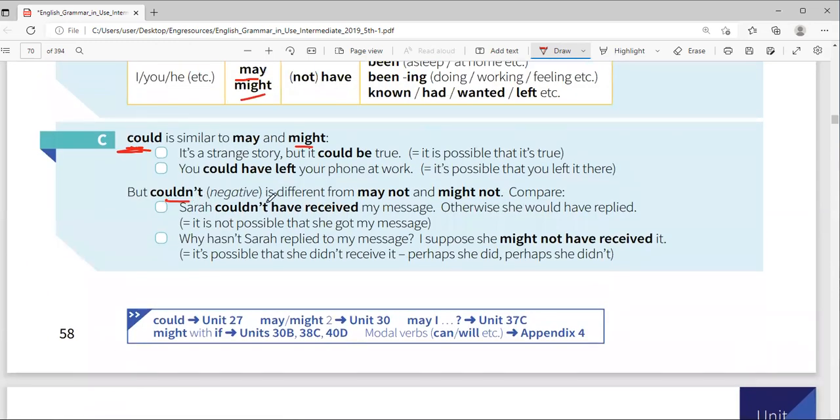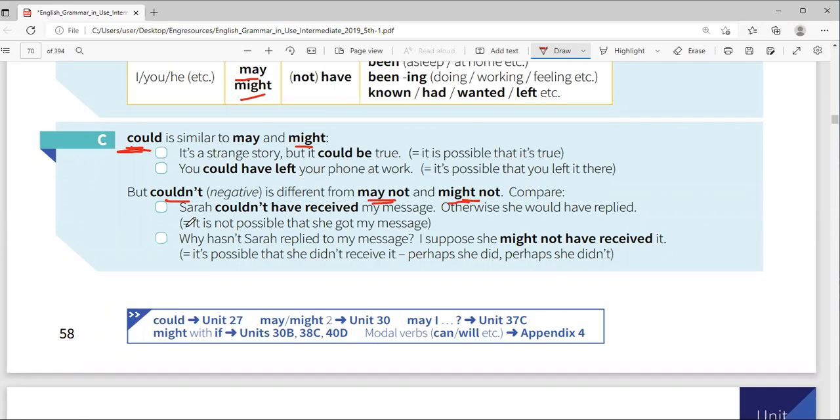Couldn't is different from may not and might not. Something to note, very important: although we are saying that could has the same meaning as may and might for possibility, possible actions in the future, couldn't, on the other hand, is different. Couldn't is not like may not and might not, because may not means it's possible, it's not. Might not, possible. But couldn't, this one is sure.